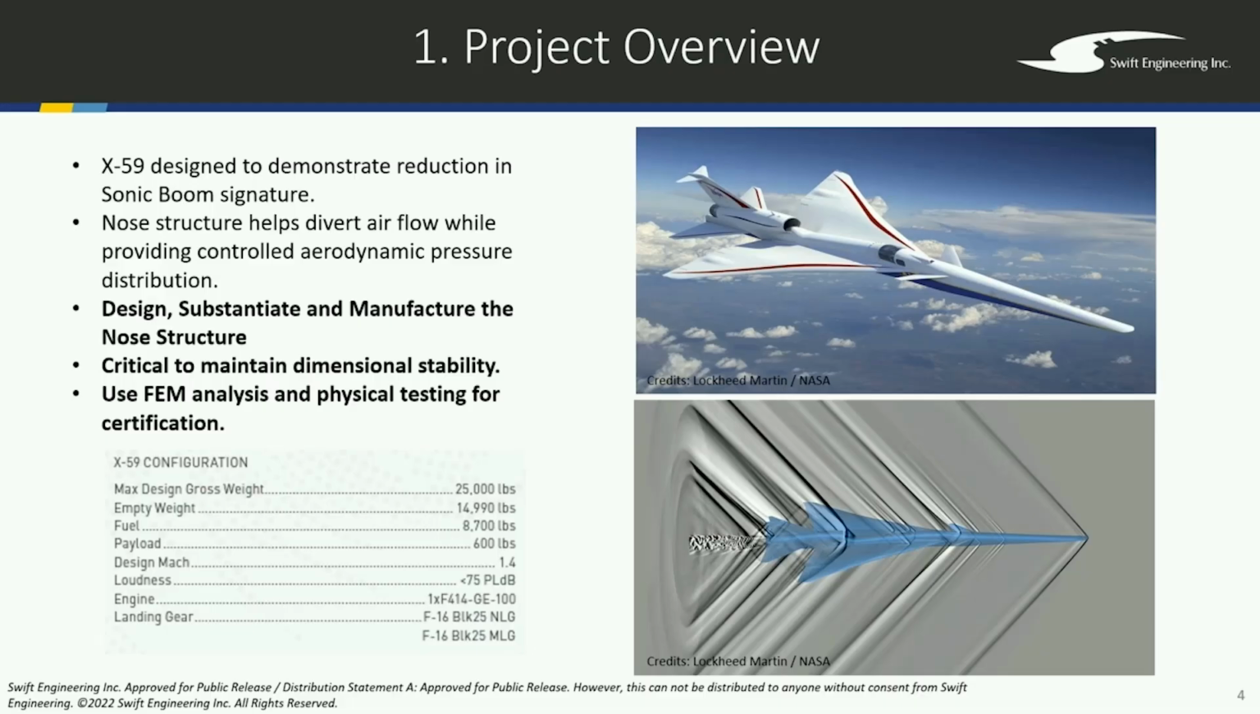There are some of the specs, as you can see, of the aircraft. The nose cone, as you can see, is abnormal compared to any other aircraft, and it's almost a half or a third of the aircraft. And that's the bit we had to analyze and reduce mass. So they basically came to Swift and said, hey, can you design, substantiate, and manufacture this nose cone? And there was some history with Lockheed and Swift, so that's why they came to us.